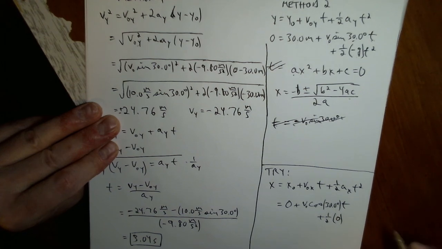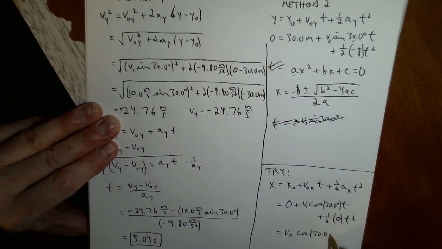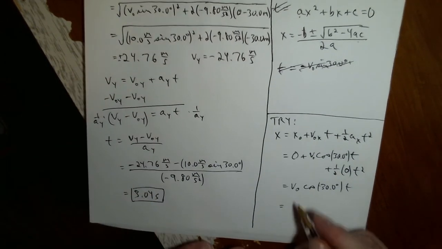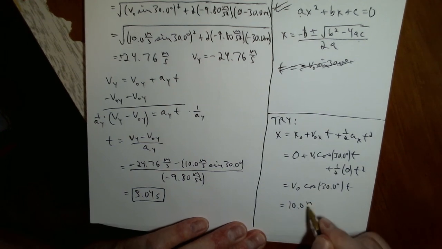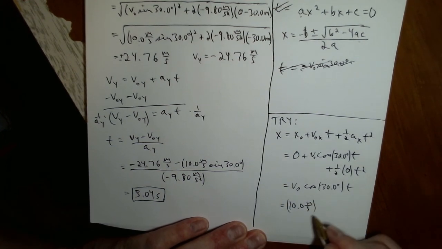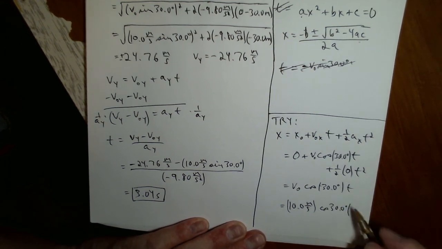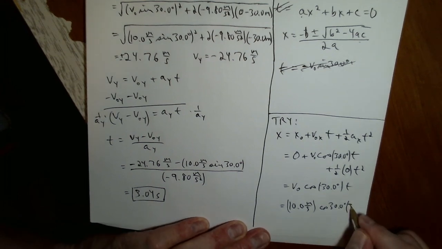Well, a sub x is 0. The only acceleration is due to gravity, and gravity acts down. So none of gravity's acceleration is in the x direction. Times t squared. And so you wind up with just v sub naught cosine 30 degrees times t, because this is all 0. And so you plug in v sub naught, which was 10 meters per second, times cosine 30 degrees, times the time when the ball hits, which is 3.04 seconds.